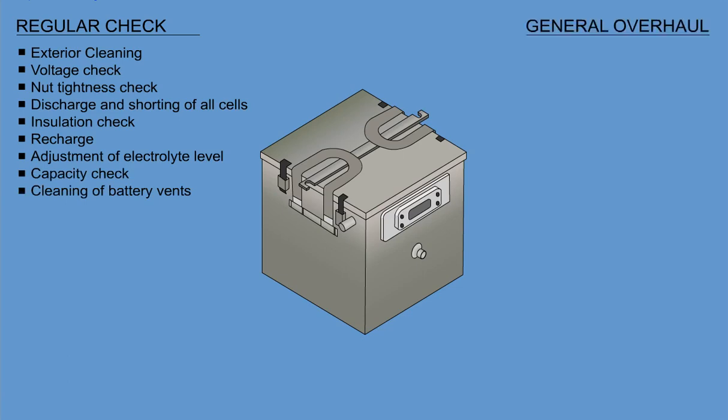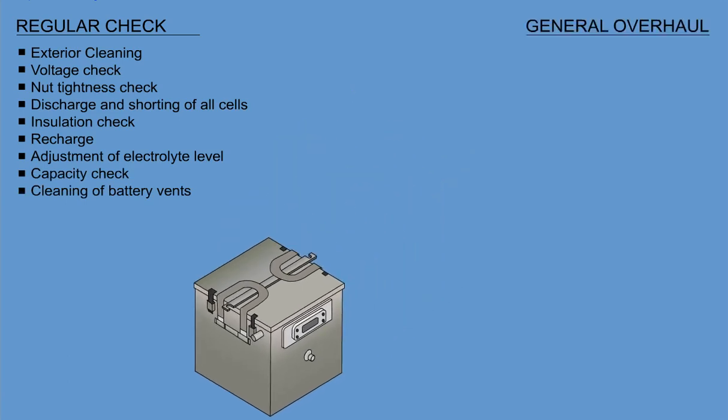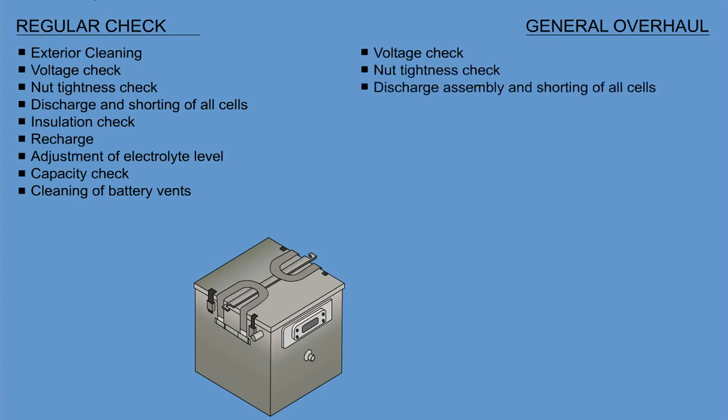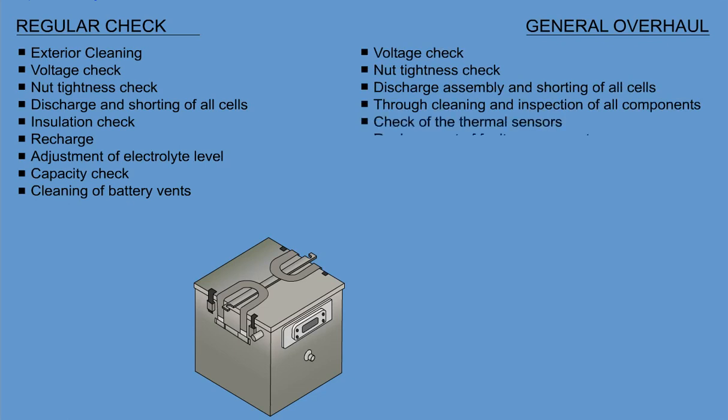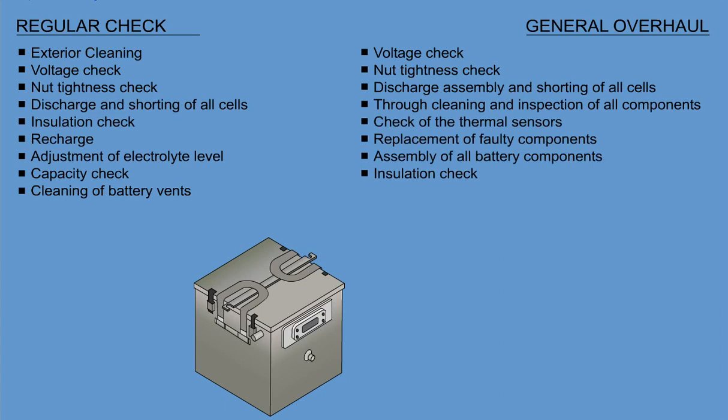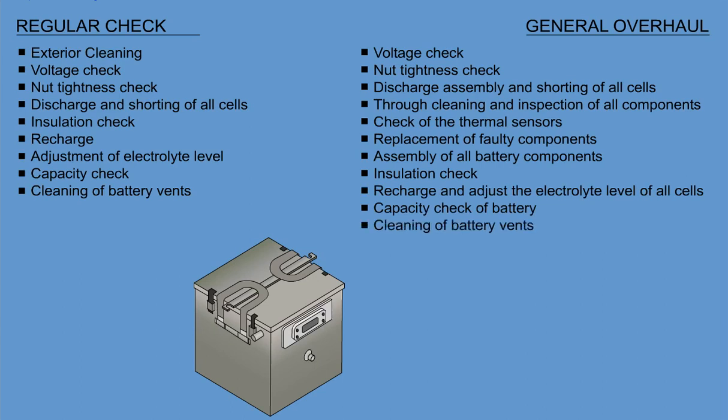The general overhaul consists of the following: voltage check, nut tightness check, discharge assembly and shorting of all cells, thorough cleaning and inspection of all components, check of the thermal sensors, replacement of faulty components, assembly of all battery components, insulation check, recharge and adjust the electrolyte level of all cells, capacity check of battery, and cleaning of battery vents.